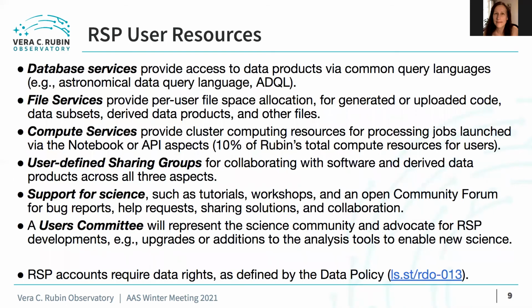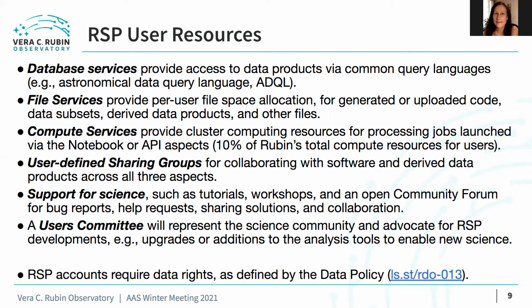The Rubin Observatory will provide a variety of user resources related to the Rubin Science Platform. Database services enable the catalogs to be queried in common languages, such as the Astronomical Data Query Language, ADQL. Although, as previously mentioned, it will not be possible to download all of the LSST data, relatively small subsets of the catalogs can certainly be downloaded by users for local processing with custom software. The RSP's file services will provide disk space for users to save, for example, uploaded code, derived data products, and their documentation.